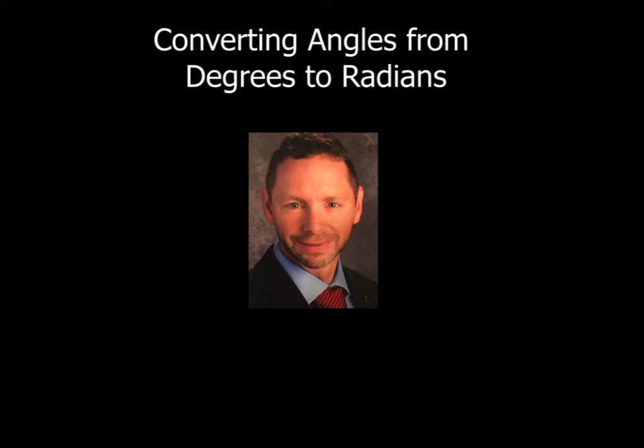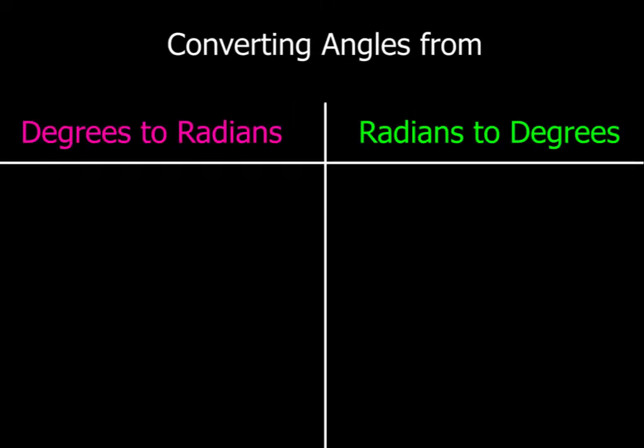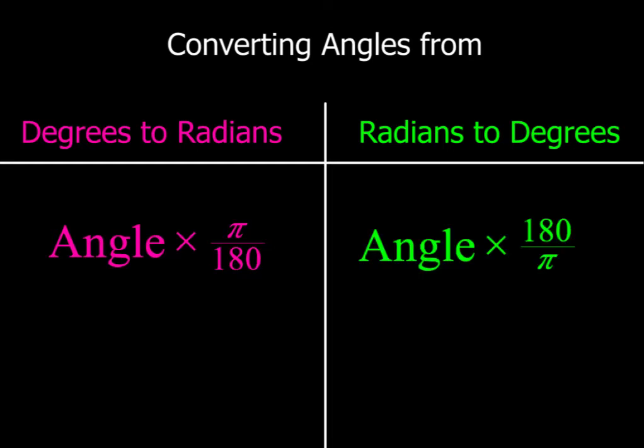So Mr. Muscarella coming at you, and today I'm going to show you how to convert angles from degrees to radians. Now, to convert from degrees to radians, what you're going to need to do is take your angle and multiply that by pi over 180. Now, if you're going the other way, from radians to degrees, you would do the reciprocal of pi over 180, and that would be 180 over pi.